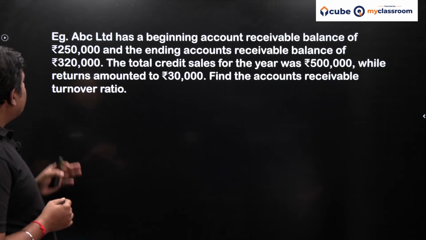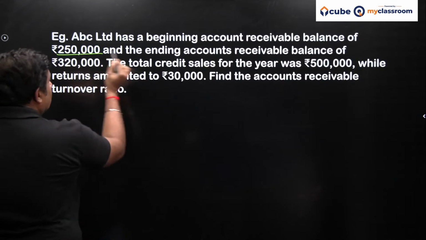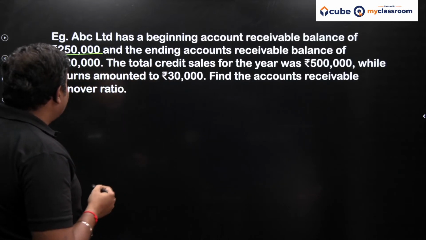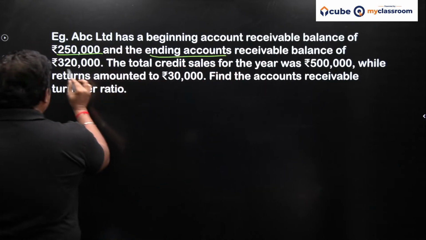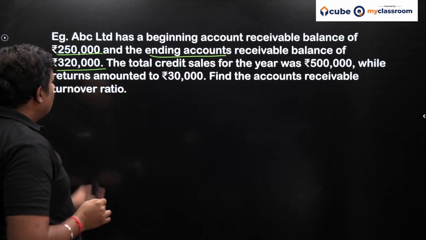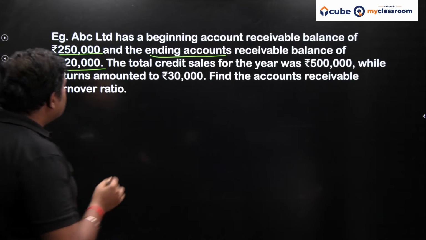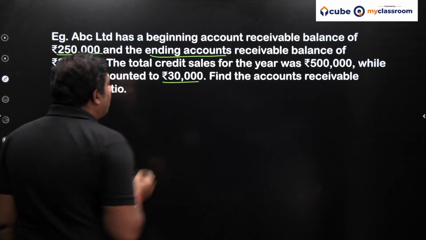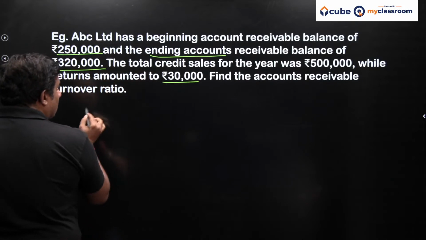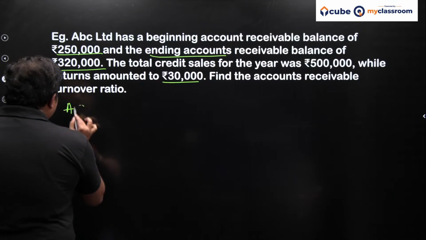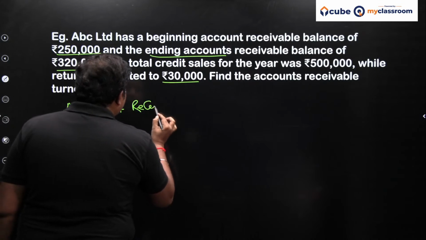Now I have taken a question that ABC Limited has a beginning account receivable balance of 2,50,000. So this is your trade receivable opening wala part. And ending account receivable, ending account matlab closing account receivable of rupees 3,20,000. The total credit sales for the year was rupees 5 lakh, while returns amounted to rupees 30,000. Find the accounts receivable turnover ratio. So what is the formula for account receivable turnover ratio? So the formula is account receivable turnover ratio.